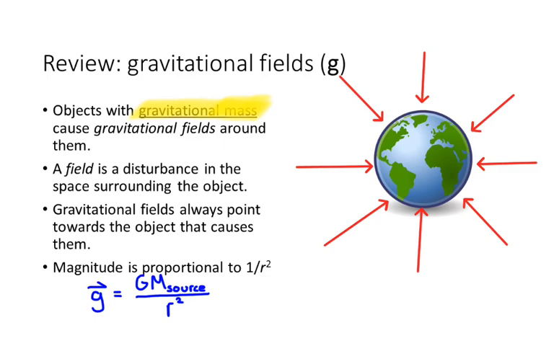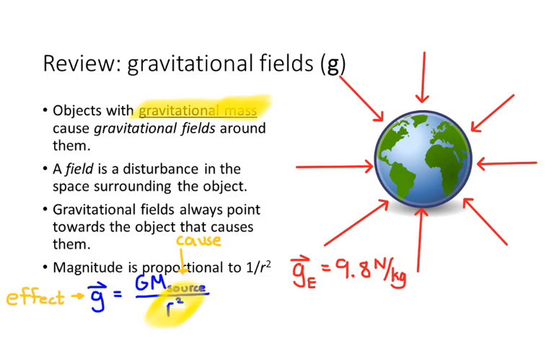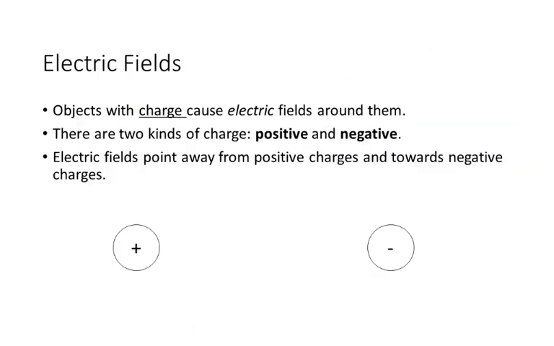So to put it in another light, mass is what causes a gravitational field. So the mass is the cause, the gravitational field is the effect. On the surface of the Earth, the gravitational field has a value of 9.8 newtons per kilogram. We always use that same value, mainly because our distance from the Earth isn't changing. We're pretty much stuck on its surface.